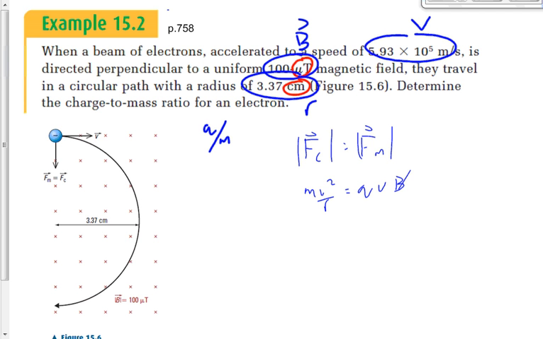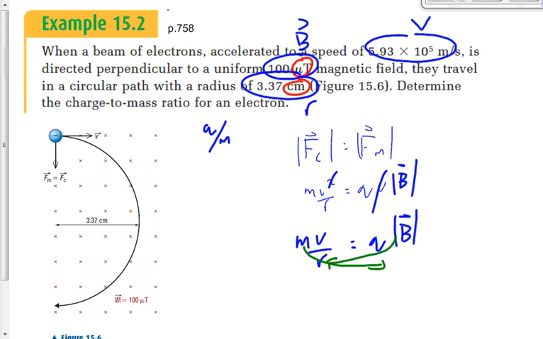Oops, b doesn't cancel. It's not b. What is it that cancels here? One of the v's, right? So it becomes mv over r equals q times b. B stays where it is. Sorry, q stays where it is. B's got to go down to the bottom. M's got to go down to the bottom. So I've got v over b times r equals q over m.